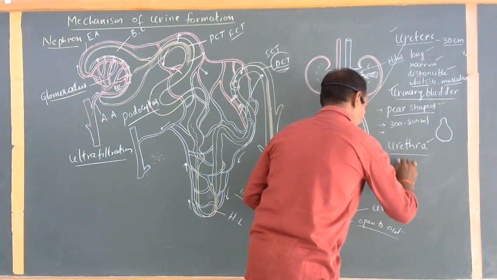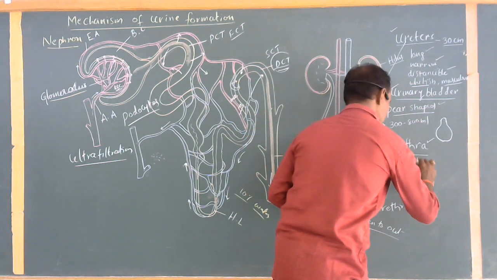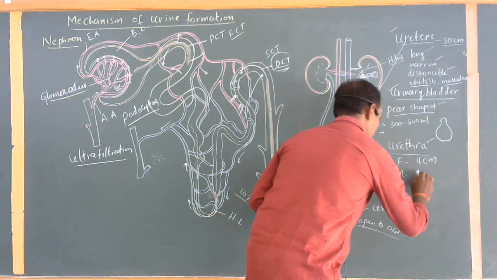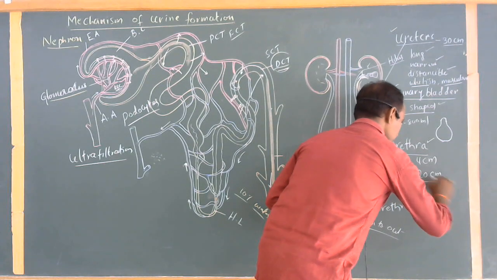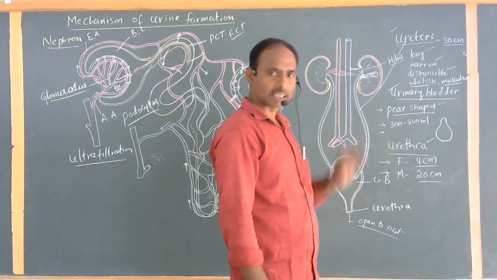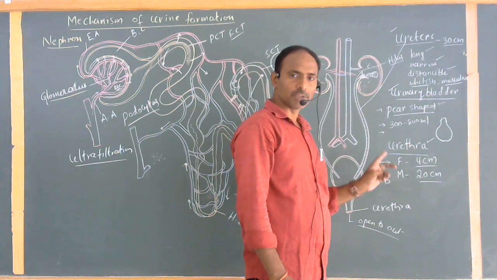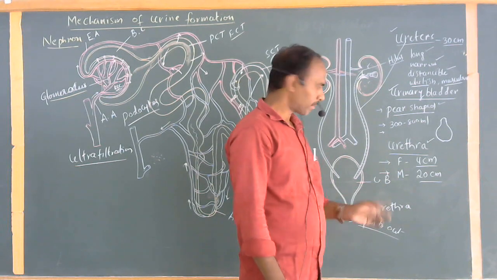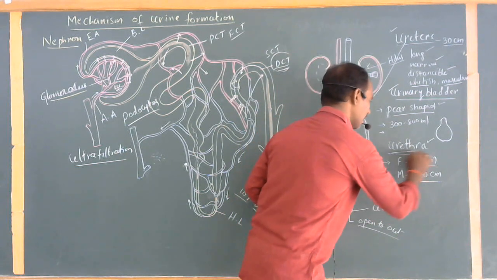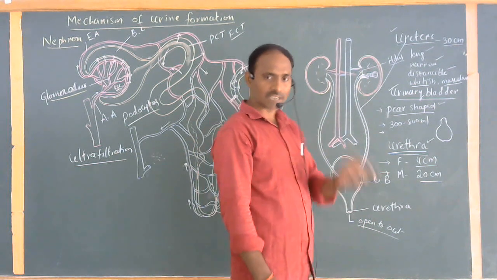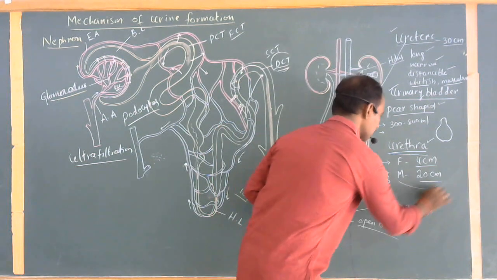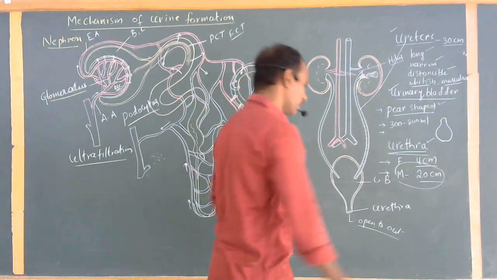For example, in females, the length of the urethra is only 4 centimeters, whereas in males, the length of the urethra is nearly 20 centimeters. One more thing. In females, the vaginal tube, urethra and anal tube, these three are completely separate. But in males, except the anal one, the urethra is common for the transportation of both sperm cells and urine. That's why in males, the urethra is also commonly called the urinogenital duct.